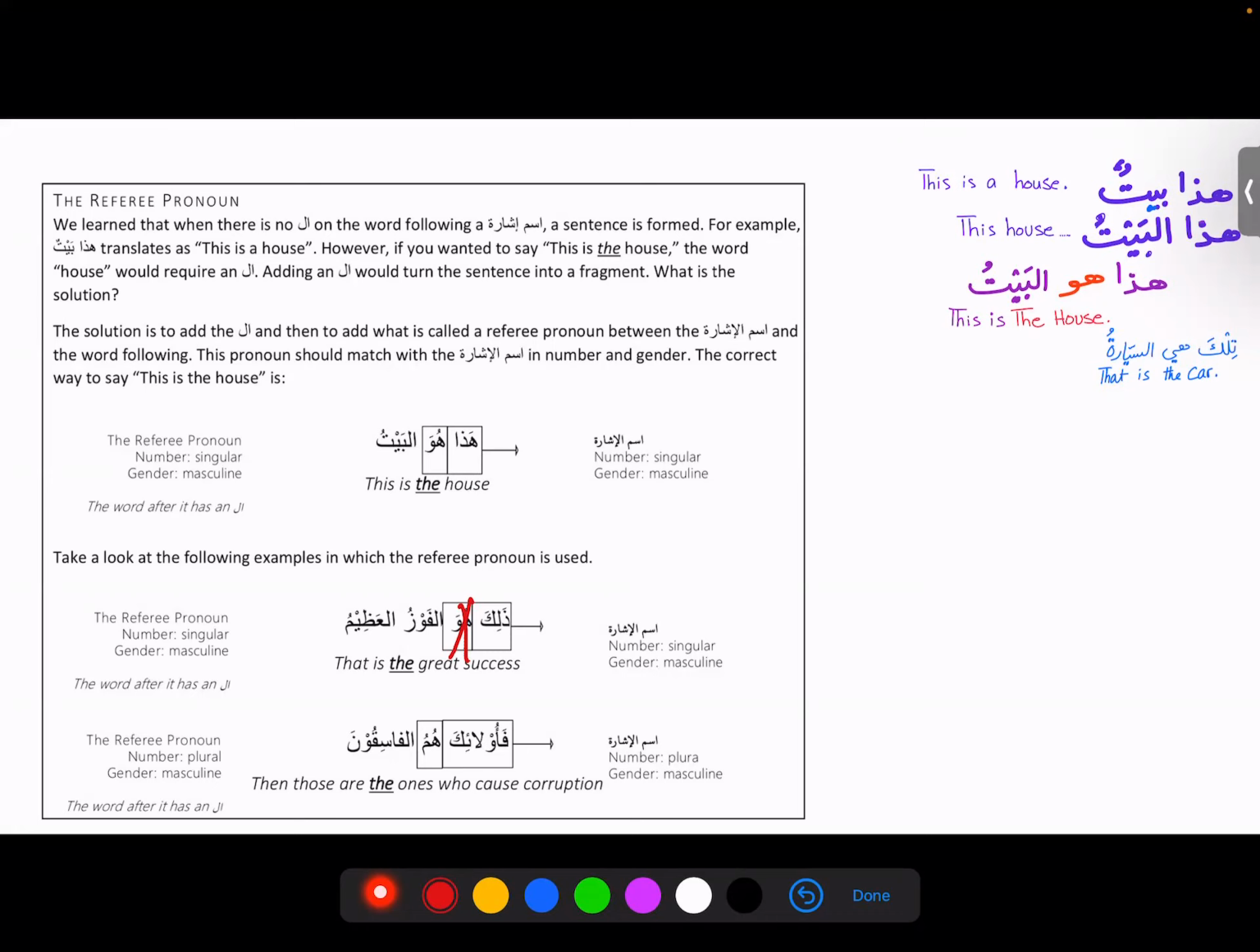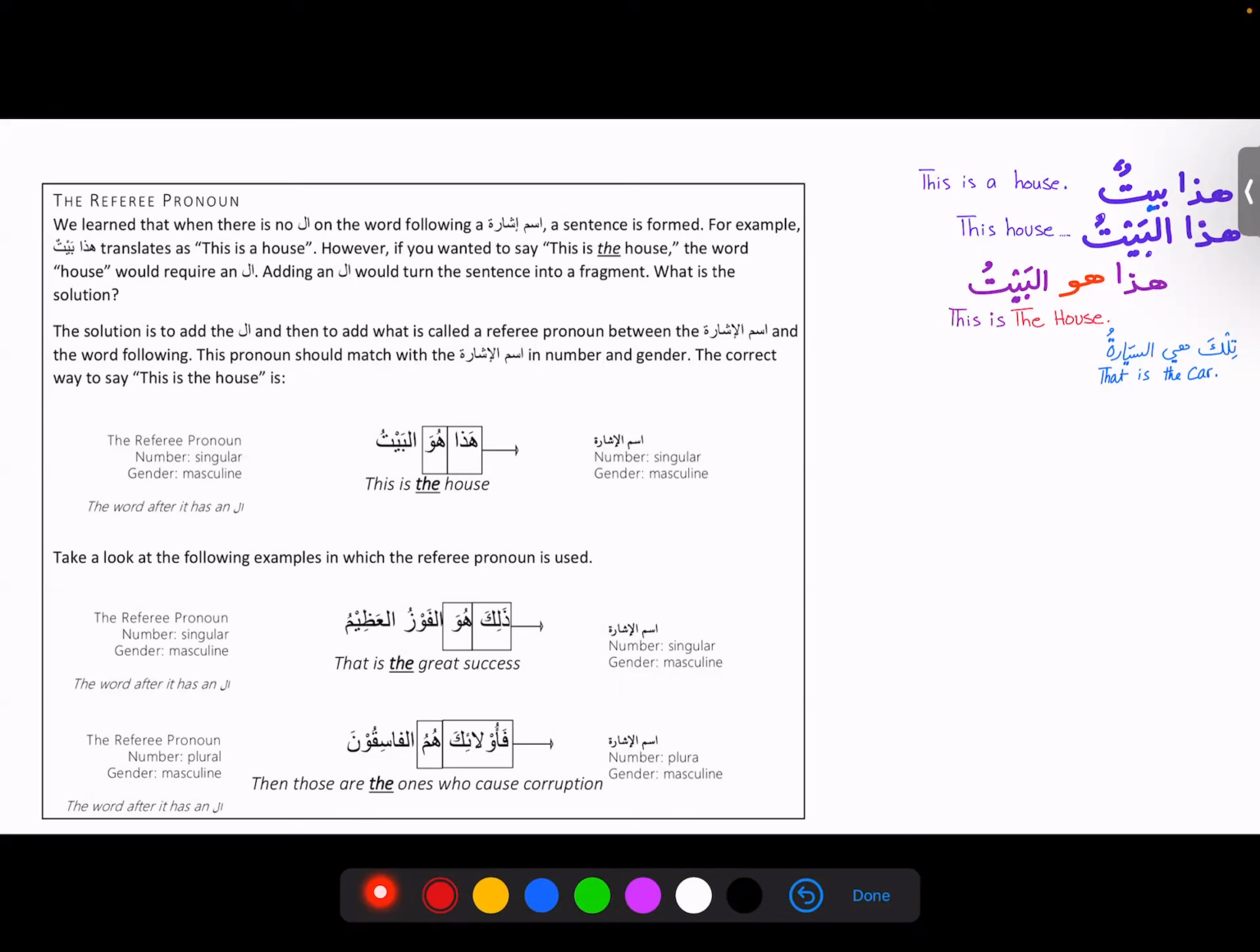So zalika, you're going to say that great success. What does fawz mean? Success. Azim means great. So that great success. How are we going to translate that? But I want to say that is the great success. Now I'm making a sentence and making my great success more specific. So that's why the huwa is brought over here. Okay. So I can bring huwa back, and now I can say that is the great success.